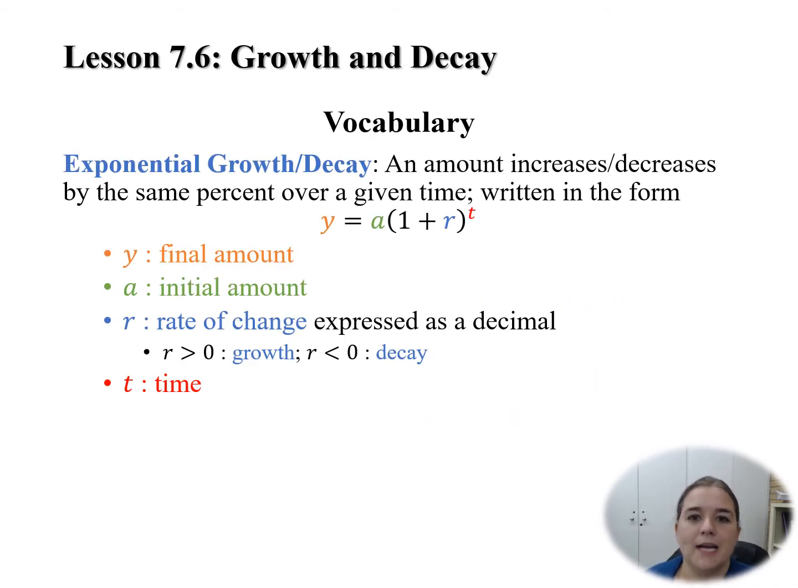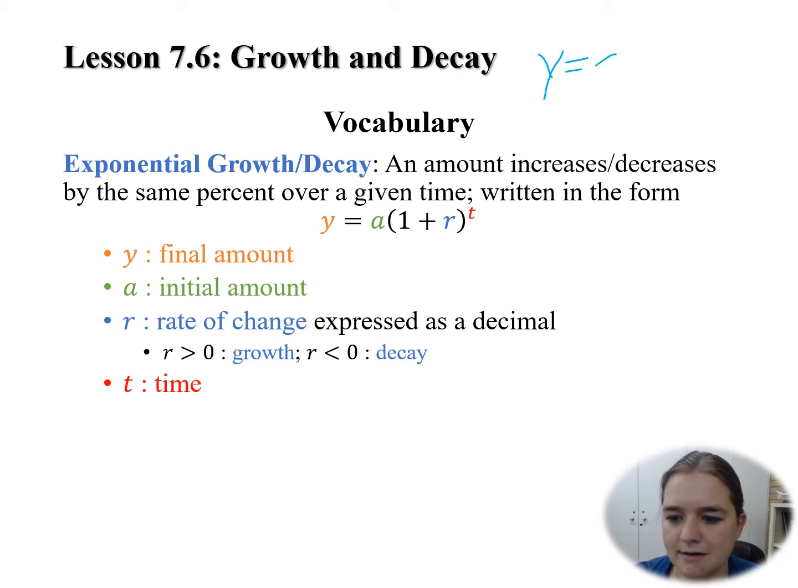Our first vocab term today is the idea of exponential growth or decay. Now we're going to apply it to that real-world situation where we have an amount that is increasing or decreasing by the same percent over a given time. I'm going to write it in the form y equals a times the quantity 1 plus r raised to the power of t.